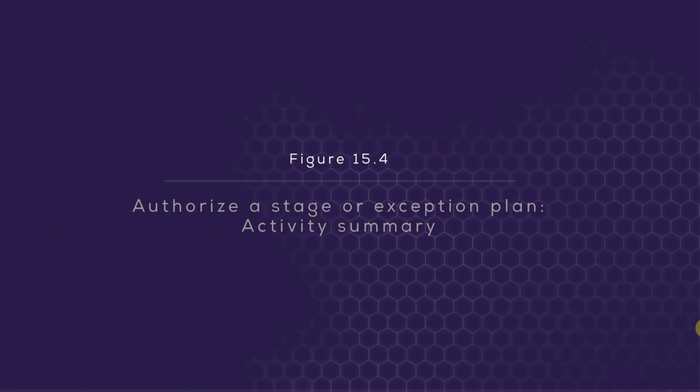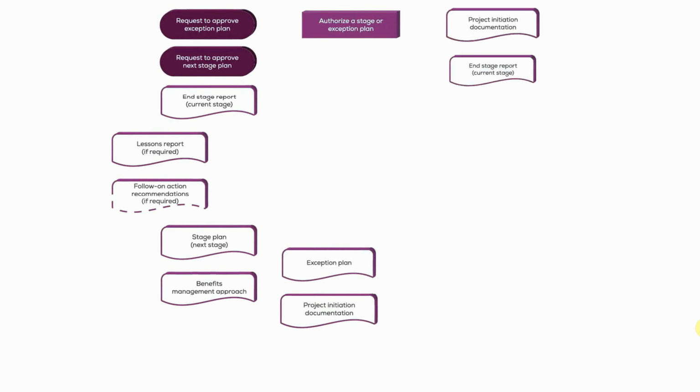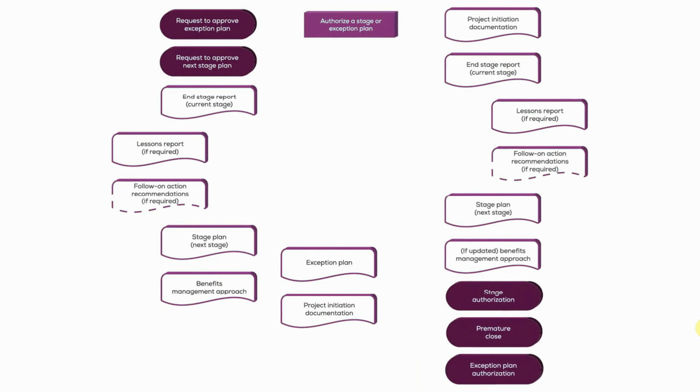The next activity, which is the third activity of the directing a project process, is to authorize a stage or exception plan. Now again, the name of this activity is not misleading, but there's a lot more going on here than simply authorizing the stage or exception plan, because what we're effectively doing is reviewing and approving the outputs of managing a stage boundary.